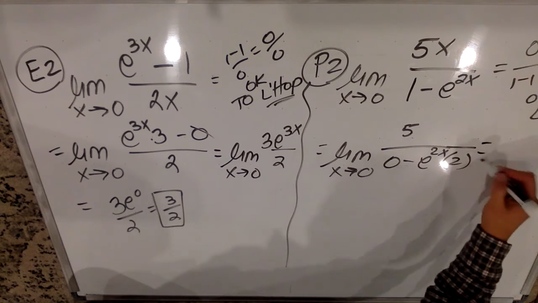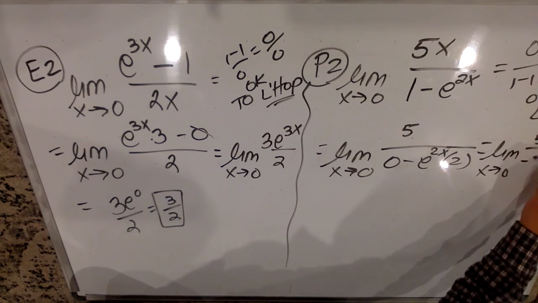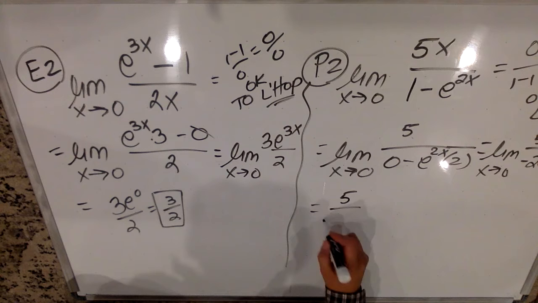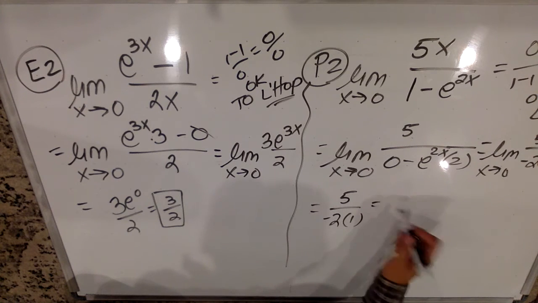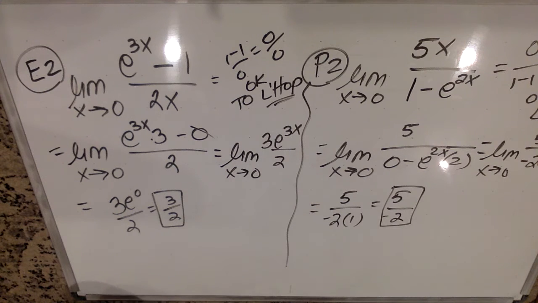So I'm going to get that this is the limit as x approaches 0 of a 5 on top of a negative 2e to the 2x. When I plug in, I get 5 over negative 2 times 1, which is totally 5 over negative 2, right? Or a negative 2.5 or whatever you want. So that's kind of the gist of it, right?